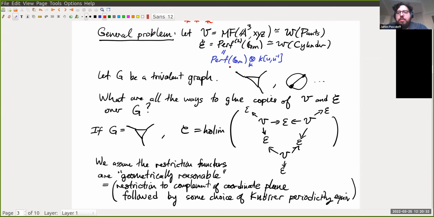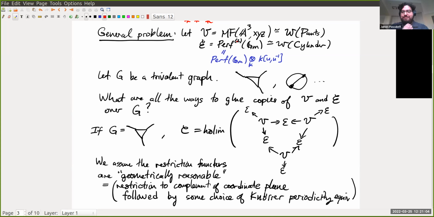In algebraic geometry, that would be written this way. Sometimes this notation is perf superscript parenthesis 2 of GM, or it's perf of GM tensored with K over K[u, u inverse]. That's actually an equivalent way of doing it. This is the thing you get by taking the perf of GM, which is Z graded, collapsing the Z grading to a Z mod 2 grading, but then regarding that as a 2 periodic DG category in the previous sense.